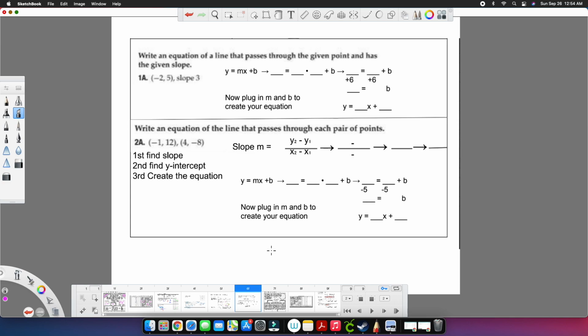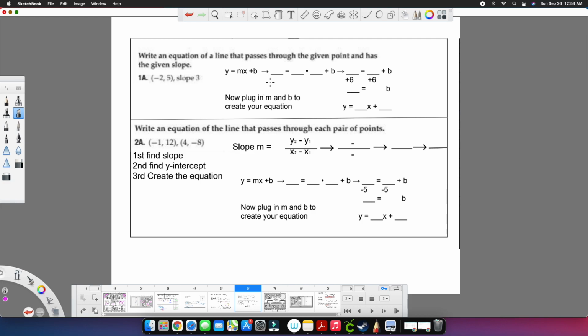So we're going to write an equation of a line that passes through the given point and has the given slope. So again, we're given a point and we're given a slope. So now we're going to plug it in just like we did on the notes. And I even have some pieces in here to help us keep moving through.